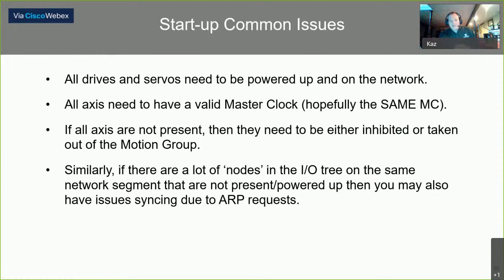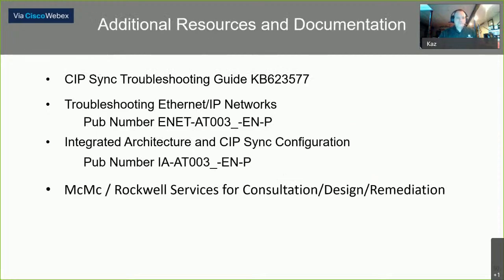Similarly, if you've got a whole bunch of nodes in the I/O tree, like a lot of Point I/O out there or Compact Block or whatever, and they're not physically powered up and talking on the network, then you may also sit at initializing because the controller is actually trying to find all those devices. If it can't find the devices, it's spending a lot of resources trying to do that, and there's not enough resources for it to try to commission your actual servos. So in that instance, a good rule of thumb is to inhibit anything that's not live, powered up, and running on your network.